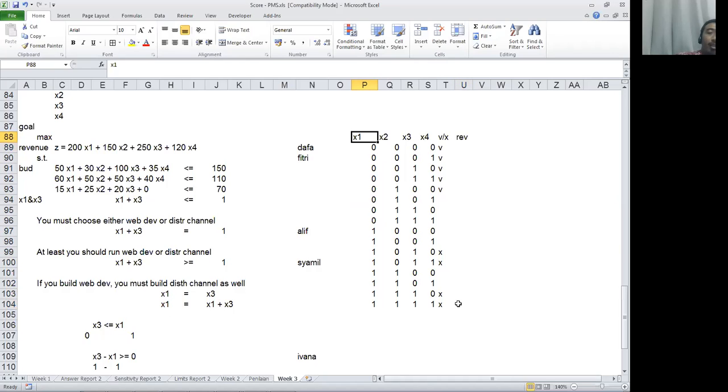So hopefully in the mid-test you will only get 4 variables, not until 5 variables or 6 variables. Usually this is 4 variables, so you only have 16 combinations.